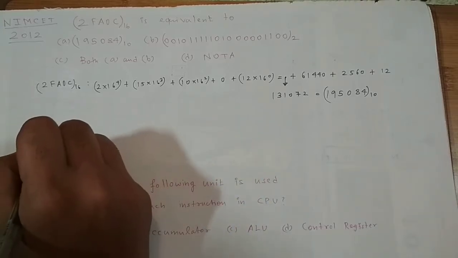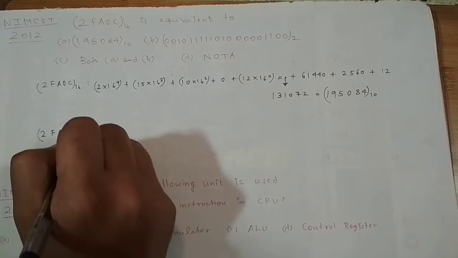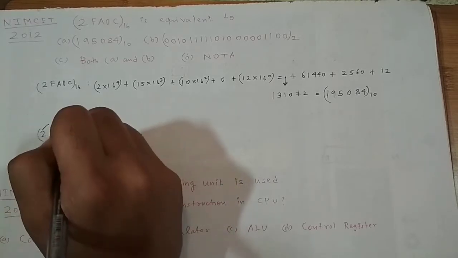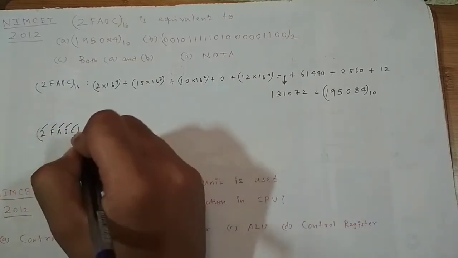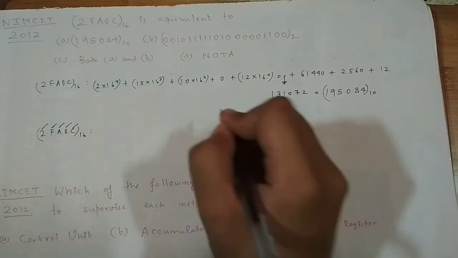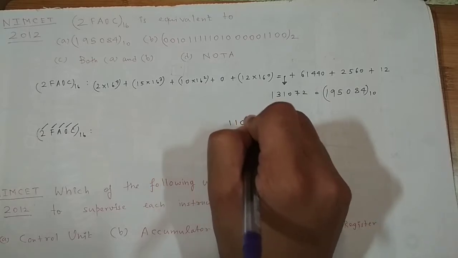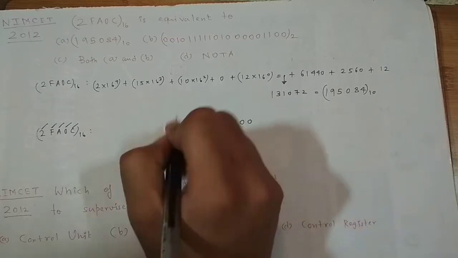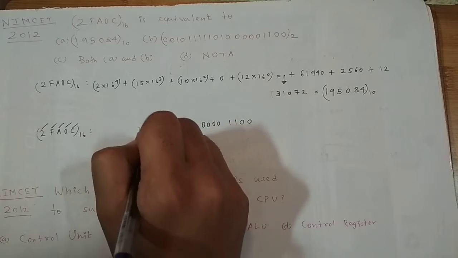Now converting to binary would be a lot faster. Let's do this. So I would take each hexadecimal symbol or each hexadecimal digit and represent it using a 4-bit binary pattern. So I would take C and represent it using a 4-bit binary pattern. C in binary is 1100. 0 is 0000. A is 1010. F is 1111.